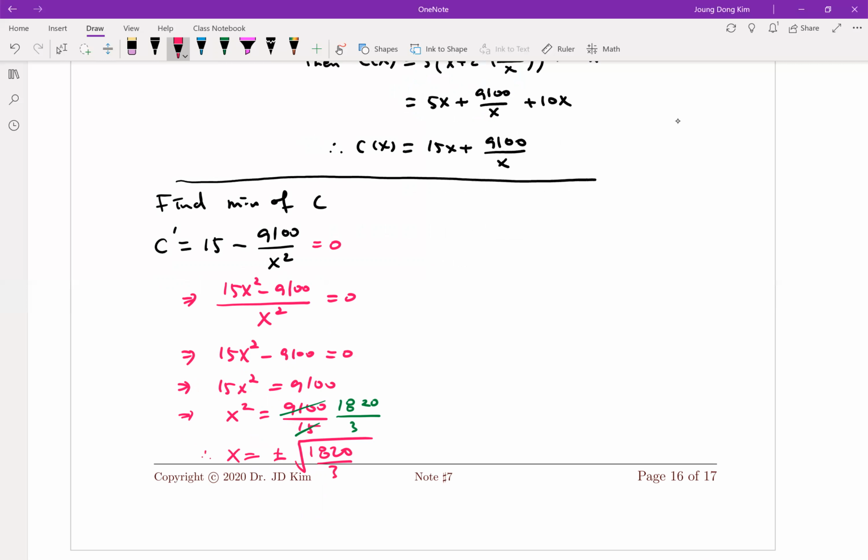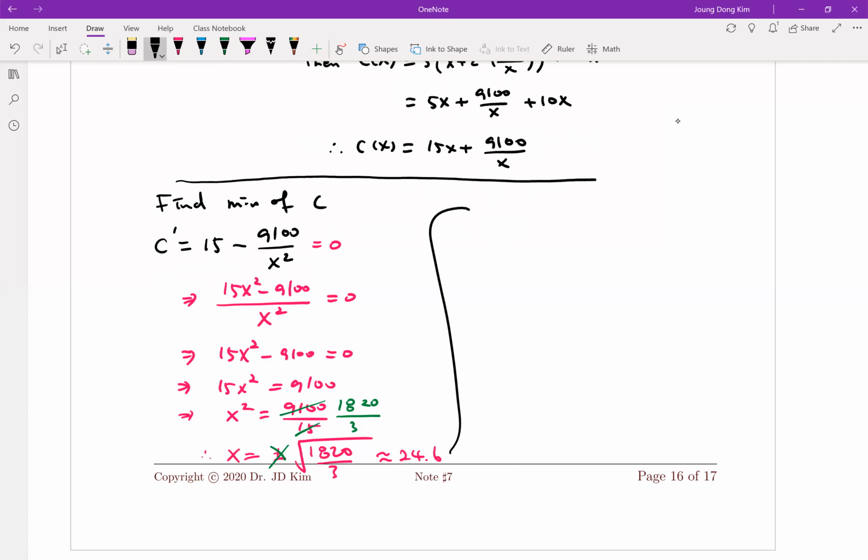But keep in mind, we are talking about the dimension of the rectangular playground, so you don't have to worry about the sign, because we're going to take the positive value. For my convenience, let me use the approximate value. It is approximately 24.6. So what is the next step?